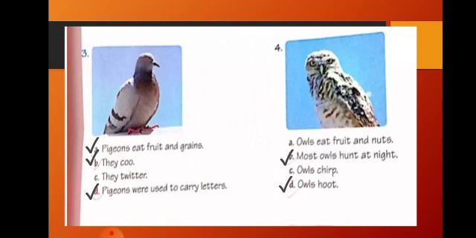So D is true, A is also true, and B is also true. C, it's wrong, so no need to tick it. Only A, B and D tick. You have to tick the correct answers.